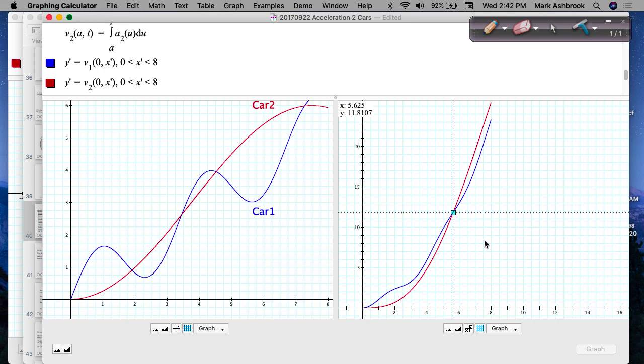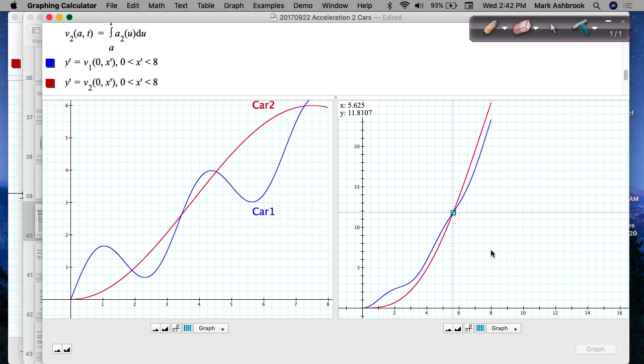Somewhere around there. So what is it? About 5.6 seconds. As we said, somewhere like 5 to 7-ish is where the cars will have the same speed for the first time.